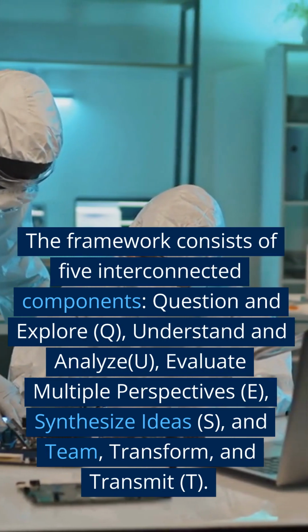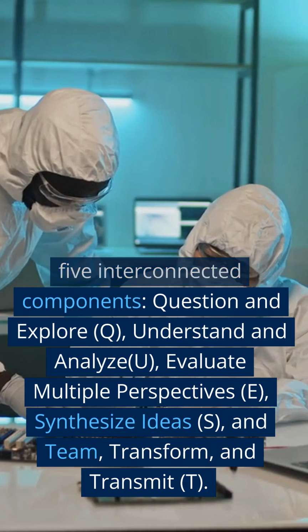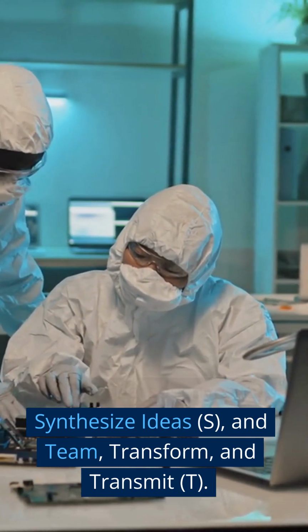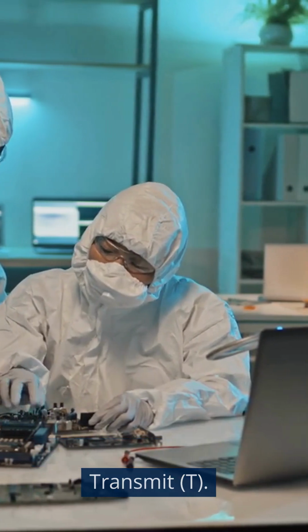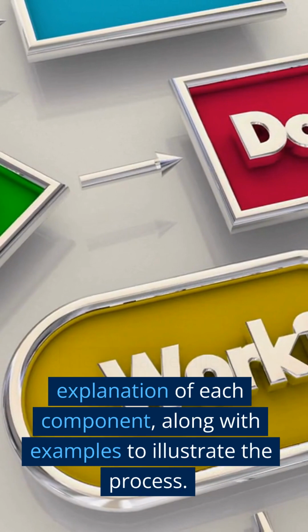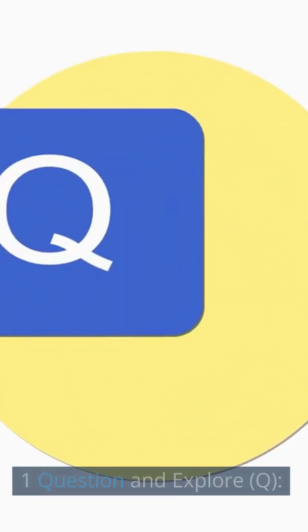Question and explore. Q. Understand and analyze. U. Evaluate multiple perspectives. E. Synthesize ideas. S. And team, transform, and transmit. T. Here is a detailed explanation of each component, along with examples to illustrate the process. 1. Question and explore. Q.